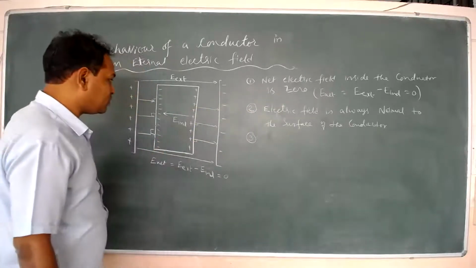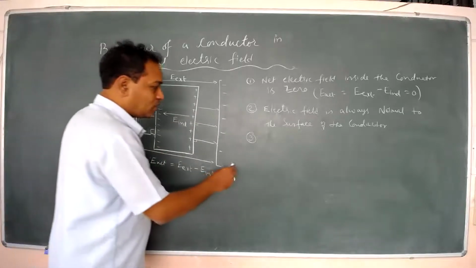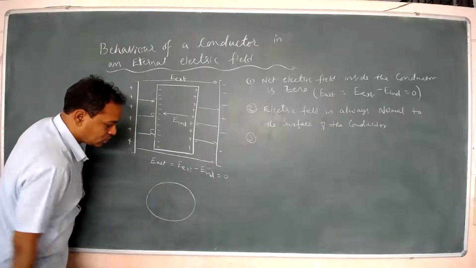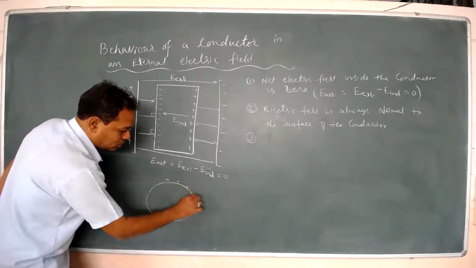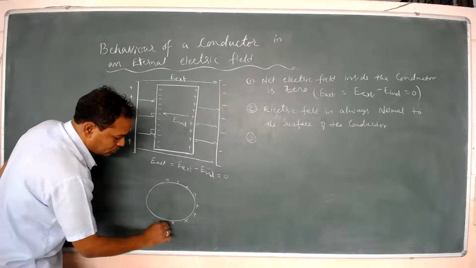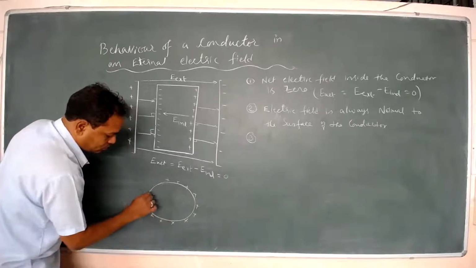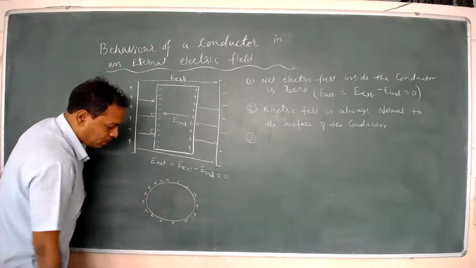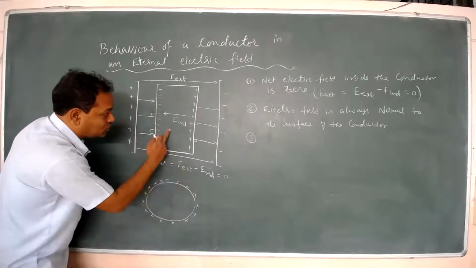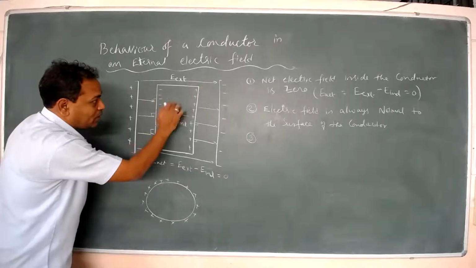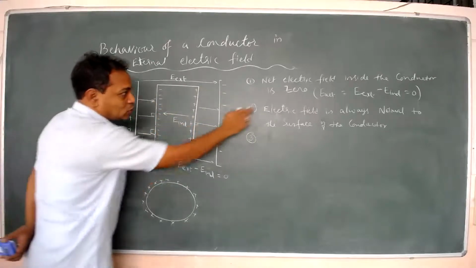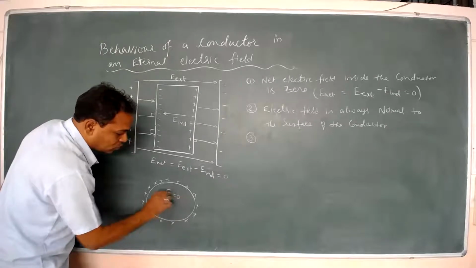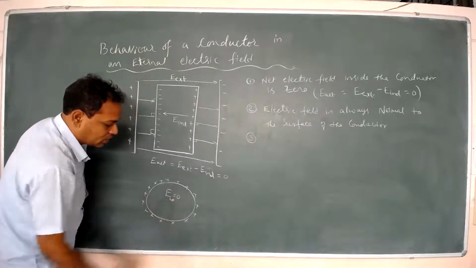For example, for the third point I am talking about, suppose this is one charged conductor. Inside, as we have just seen, when an external field is applied, E net inside will be 0. The net electric field is 0. That means E inside will be 0.